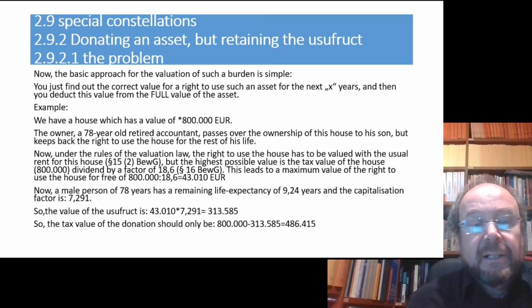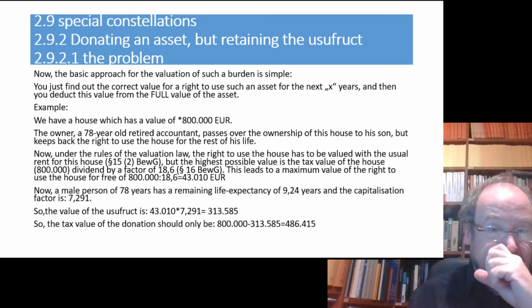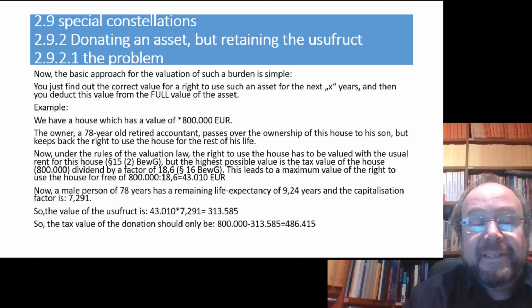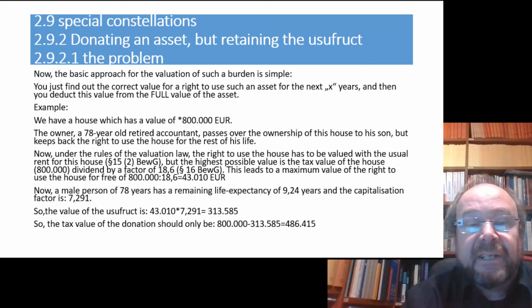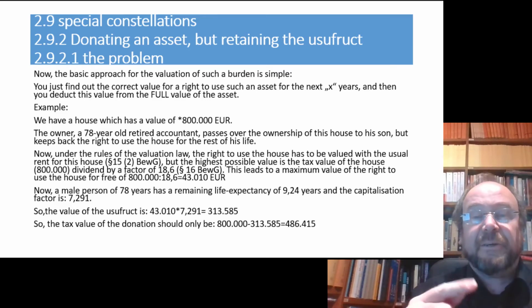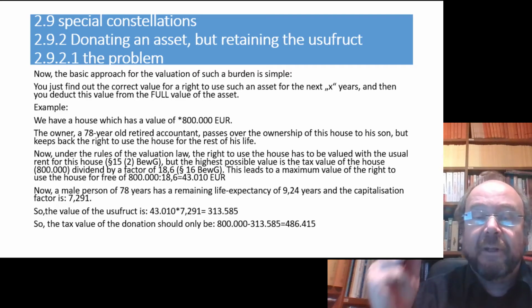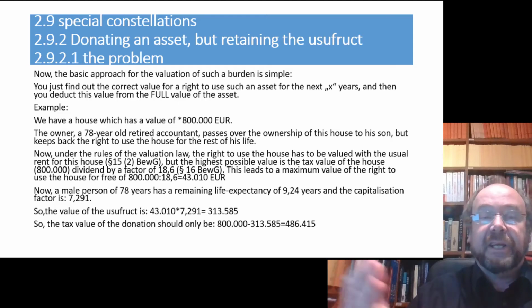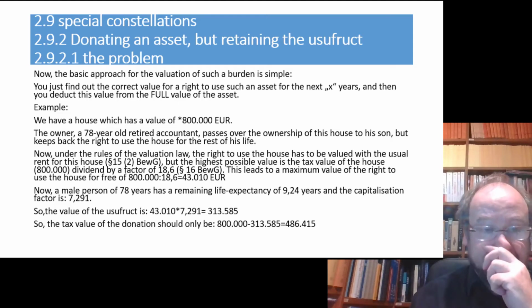Good. A basic approach to value that is usually simple. You find out the correct value for the right to use such an asset for the next X years, and then you deduct this right from the full value of the asset. Imagine we have a house with a market value of 800,000. Then 800,000 is, from the perspective of the market, nothing else than the discounted present value of all future usage which an owner can bring or collect from the house.